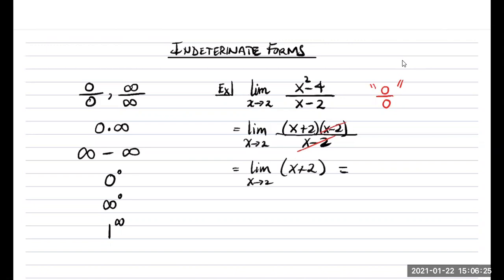Okay, now at this point, you're just looking at x plus 2, and you're thinking, well, okay, that's a polynomial. I can evaluate this one by direct substitution to get a value of 4. Okay. Now, again, you could graph the rational expression, x squared minus 4 over x minus 2. You could graph it, right?